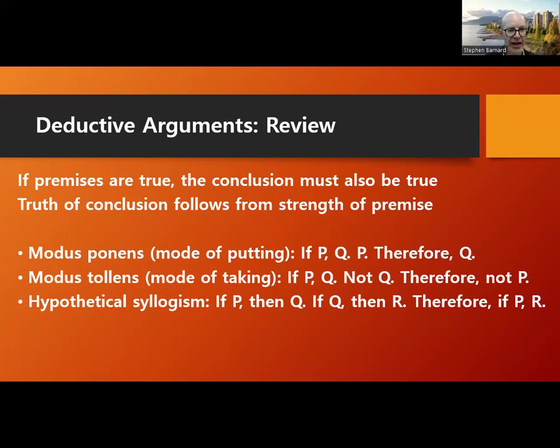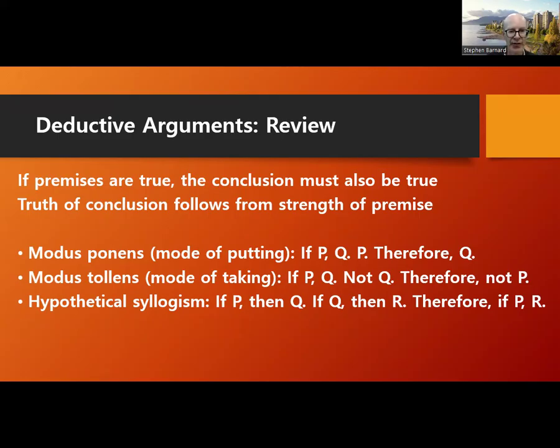So in our last class, we looked at modus ponens. If P, Q, P, therefore Q. So if P is true, then Q logically follows. P is true, therefore Q must also be true. Modus tollens, which means if P is correct, then Q must also be correct. However, Q is not correct. And because Q is not correct, because the conclusion is not correct, therefore the premise is also false.